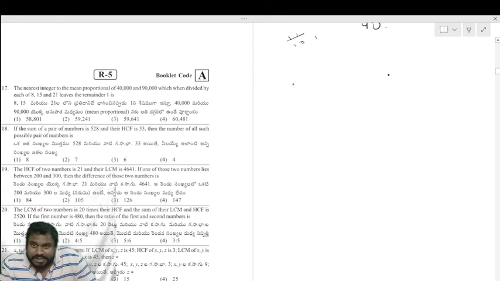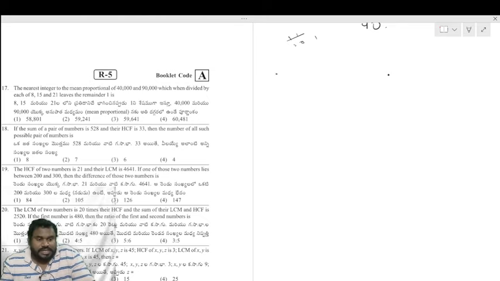Next, the nearest integer to the mean proportion of 40,000 and 90,000, which when divided by each of 8, 15 and 21 leaves the remainder 1 is, see, there is an integer which should be nearer to the mean proportional of 40,000 and 90,000.